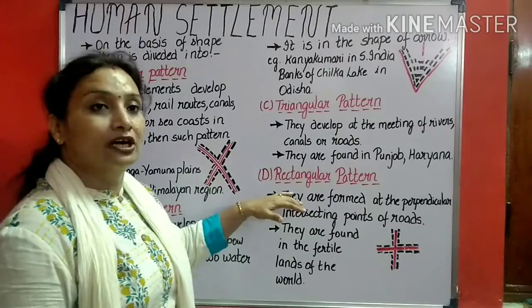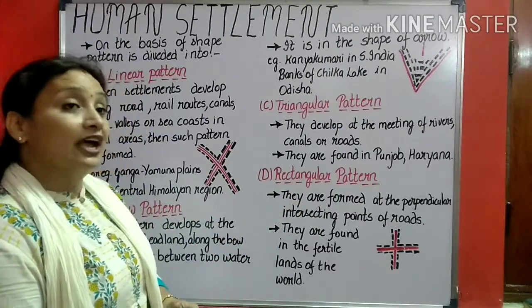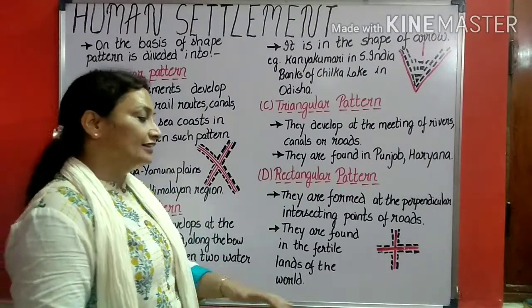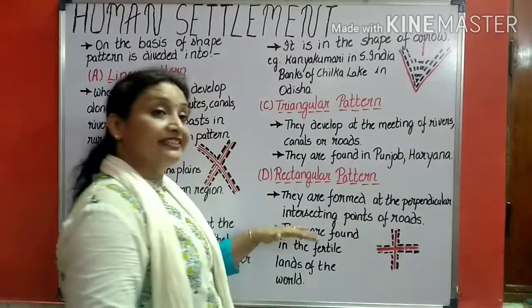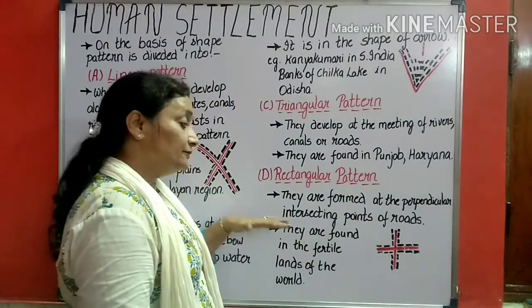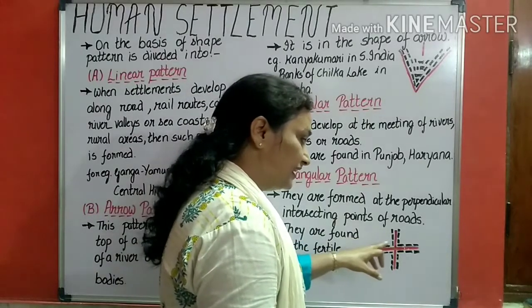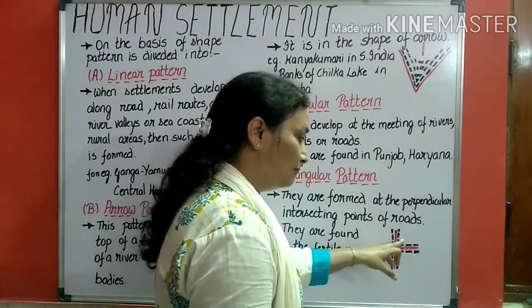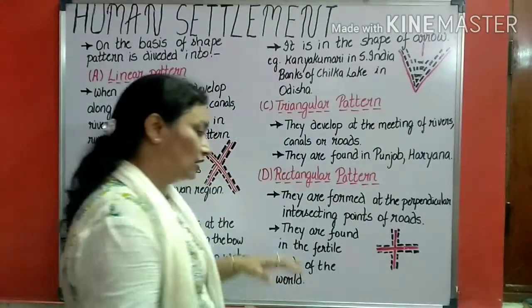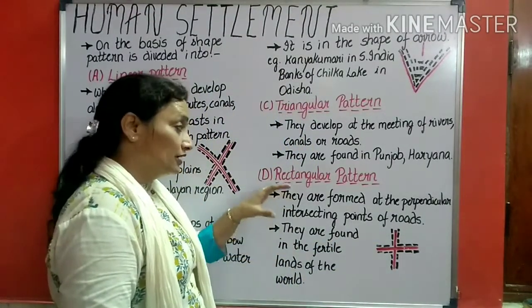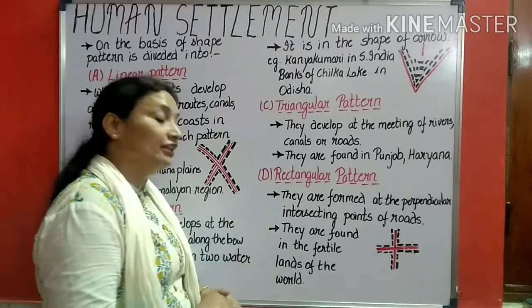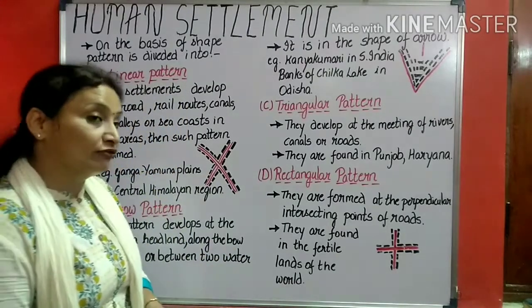Next comes the turn of rectangular pattern. They are formed at the perpendicular intersecting points of roads. Here they are roads. These are the intersecting points. Now the settlements are formed in the perpendicular. These rectangular patterns are found in the fertile plains of the world.